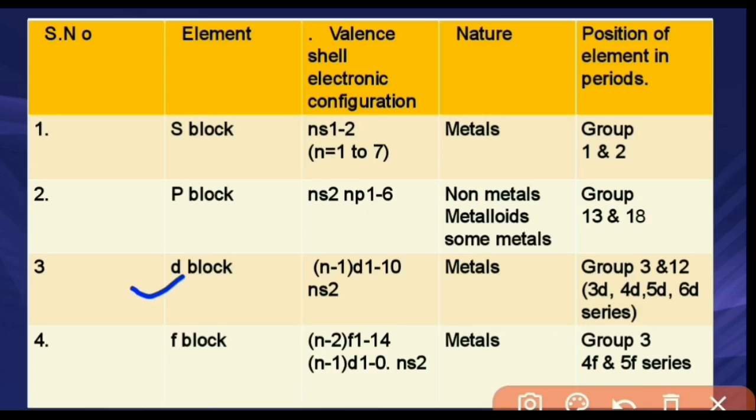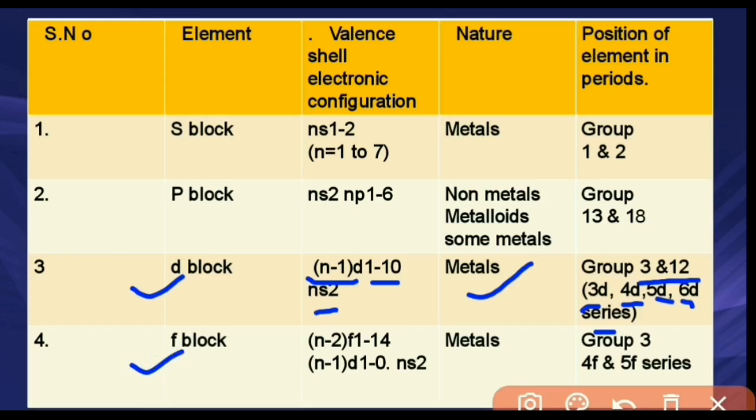In d block elements, the last electron enters the penultimate shell, which means the second last shell. So the valence shell electronic configuration is (n-1)d1 to 10 ns2. All are metals, and their position in the periodic table is group number 3 to 12. And according to the last electron entering the d orbital, the series are named 3d, 4d, 5d and 6d series.